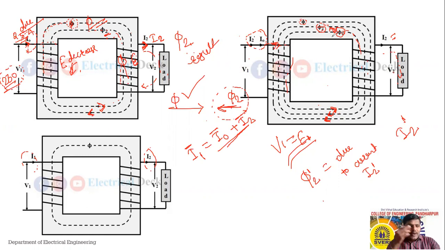So see, the net flux or the resultant value of flux when it is loaded is only due to the primary current, or I1 current, and it is the same as that of the no load condition. So in the no load condition, as we saw, I0 is the no load current, and it is the vector sum of two components, IW plus I mu.